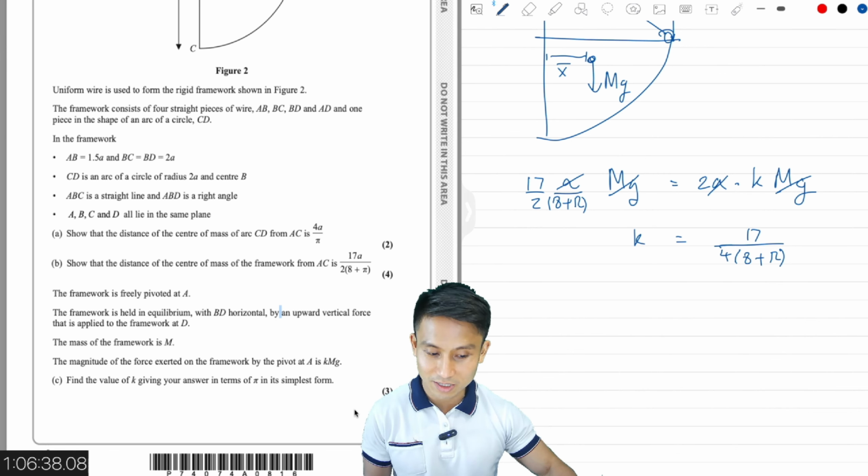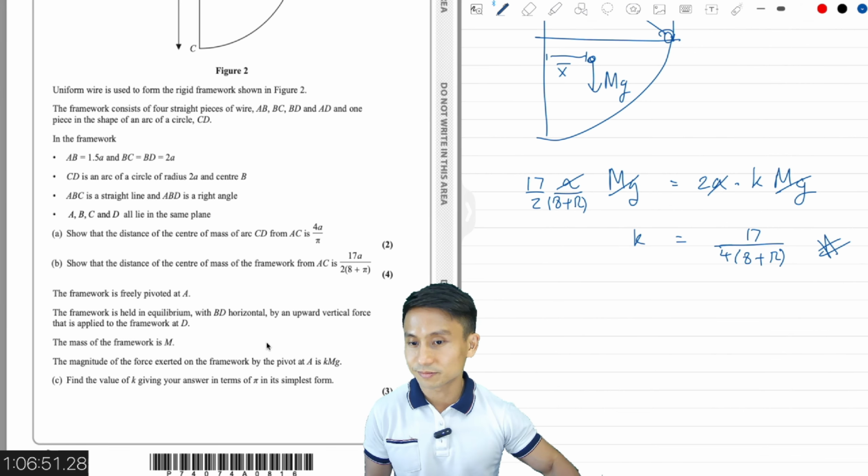But let me double check. 2a. Yeah, just these two forces, right? Because you have no other forces. Yeah, probably I'm going to go with that. Yep, okay, so I'm done here.